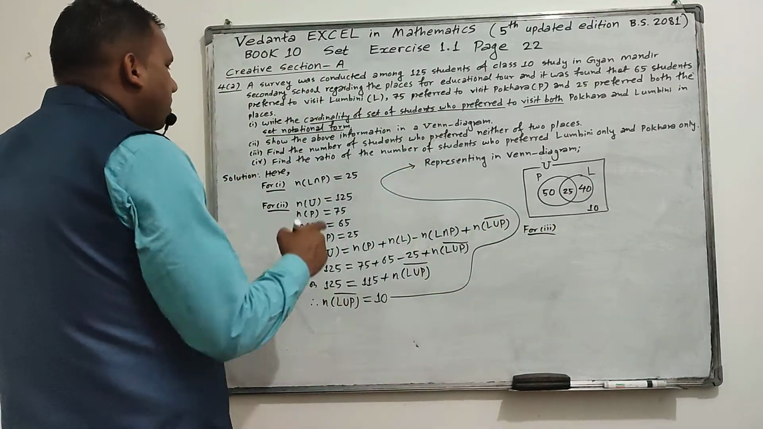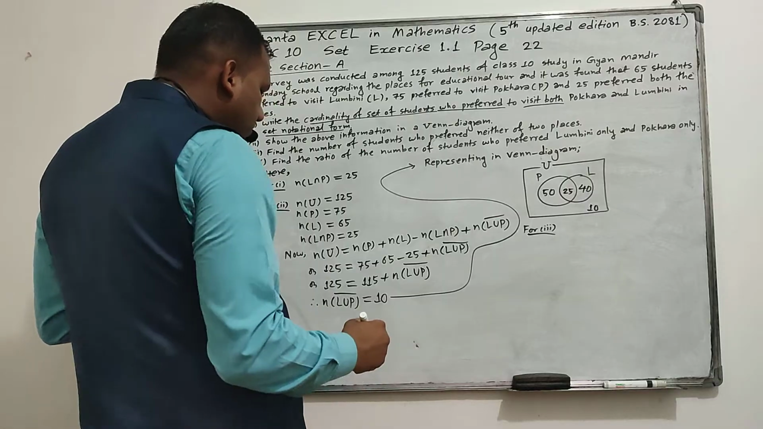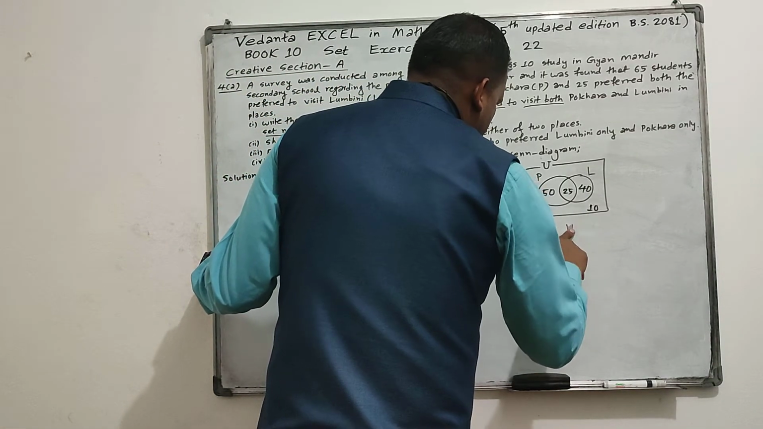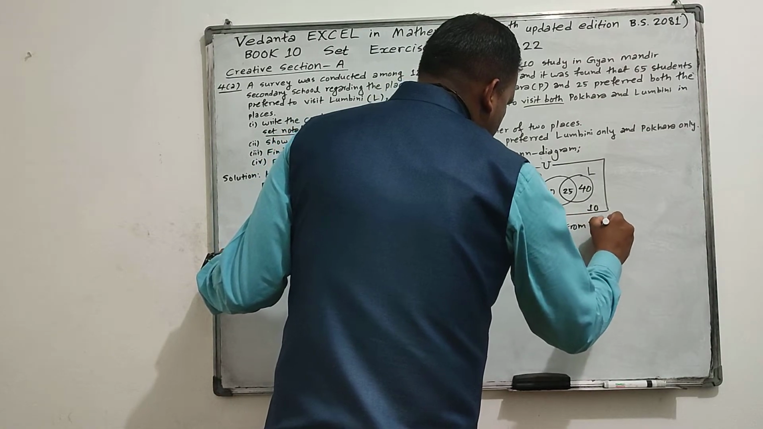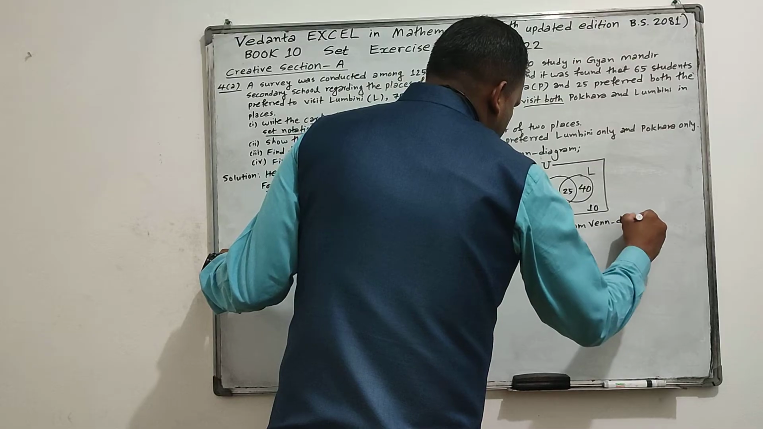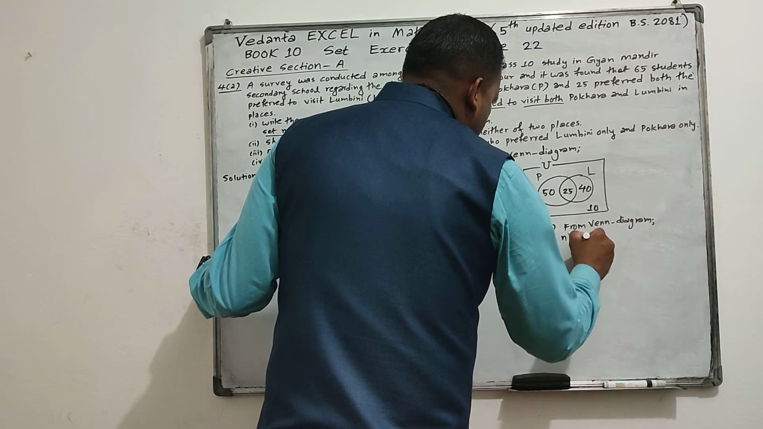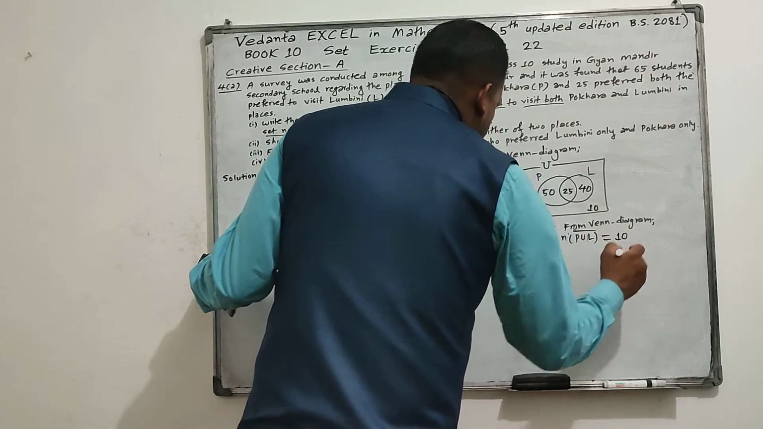For 3, find the number of students who prefer neither of the two places. There, from the Venn diagram, n((P union L) whole complement) is 10.